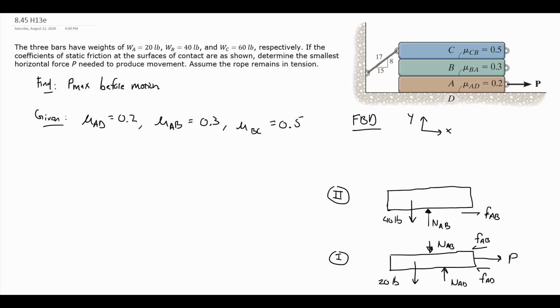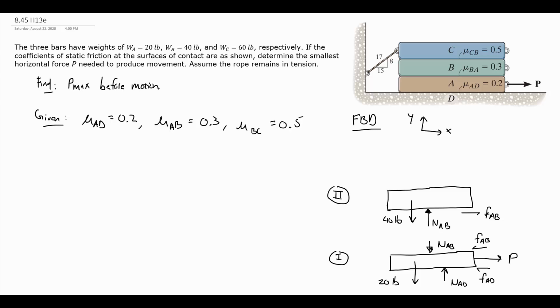Now we're going to verify all of these assumptions by making sure that all of our friction forces are positive and all of our normal forces are positive. But in these two pictures, it must be equal and opposite. So that takes care of the interface between bar A and bar B.